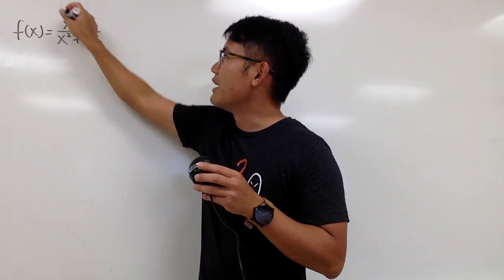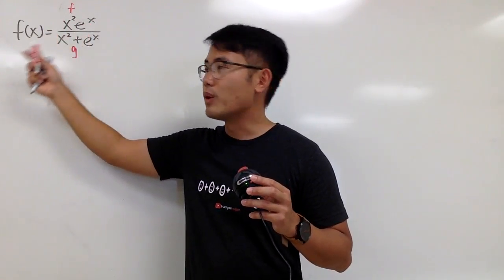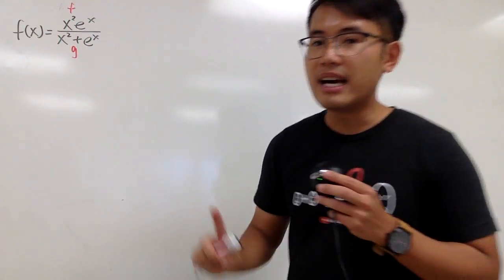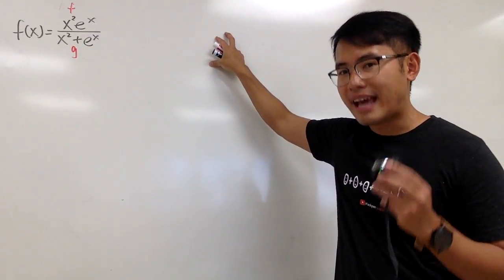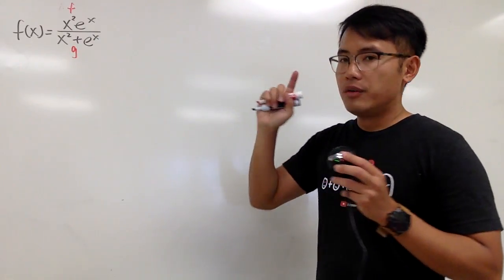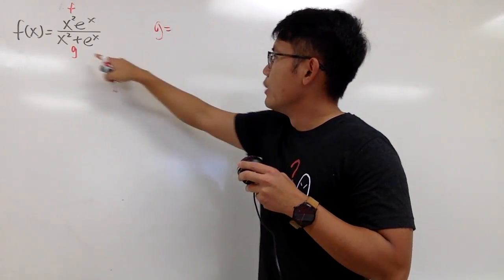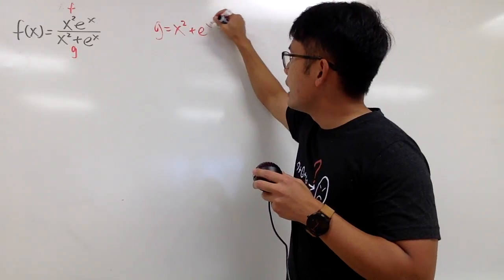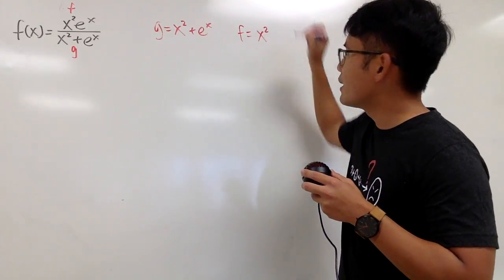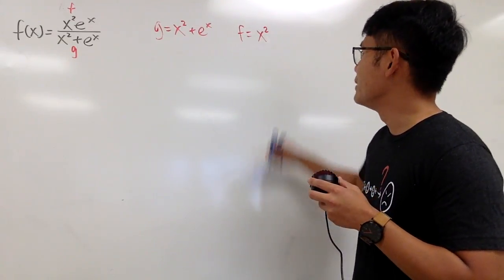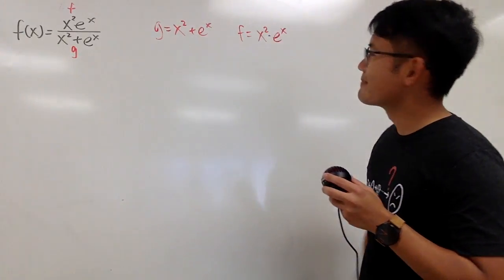So on the top, I will label this to be f. On the bottom, I will label that to be g. Yes, I know originally this was f of x already, but as I said, this is just my memory device. This way, I can organize my work nicely on the side for you guys. For the quotient rule, we write down g first. So let me put this down right here, which is x squared plus e to the x, and then f, which is the top function, x squared times e to the x. Let me put down a dot to emphasize this is a product of two functions.